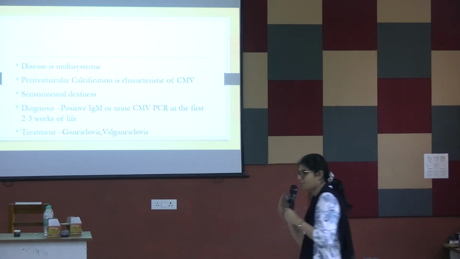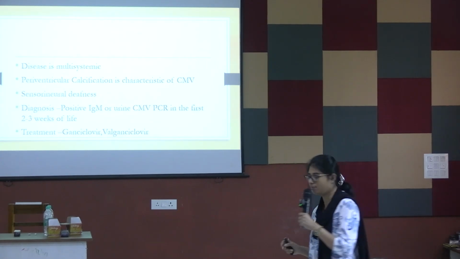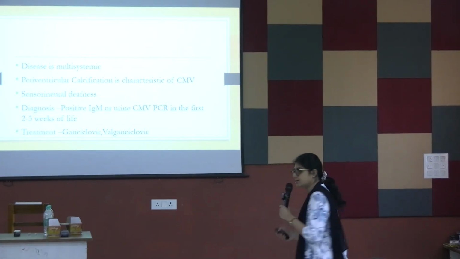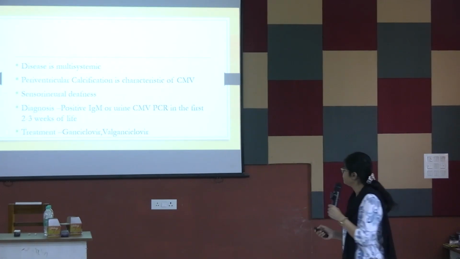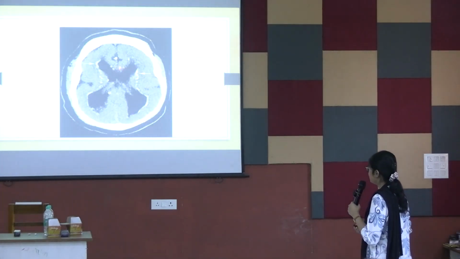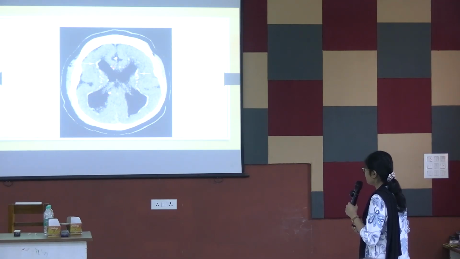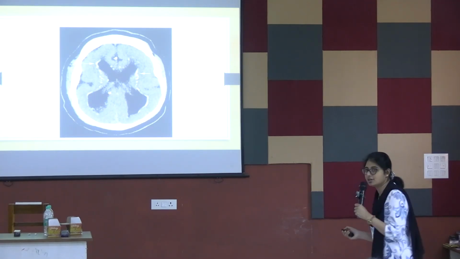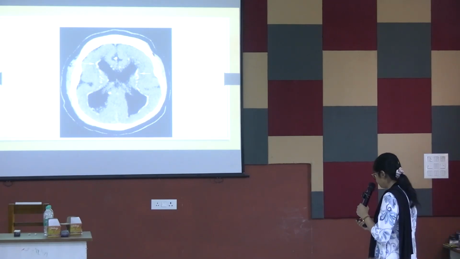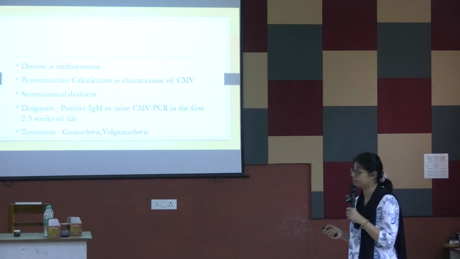Disease will involve multiple systems. Cytomegalovirus can affect any system of the body. Periventricular calcification is characteristic of cytomegalovirus. I will show you the picture. This is the periventricular calcification. This is a classical picture for MCQ, image-based question. This type of periventricular calcification is found in which infection? Cytomegalovirus infection. Then sensorineural deafness can be found.